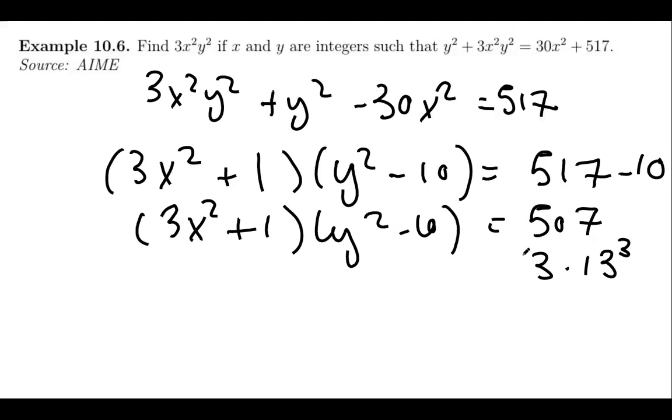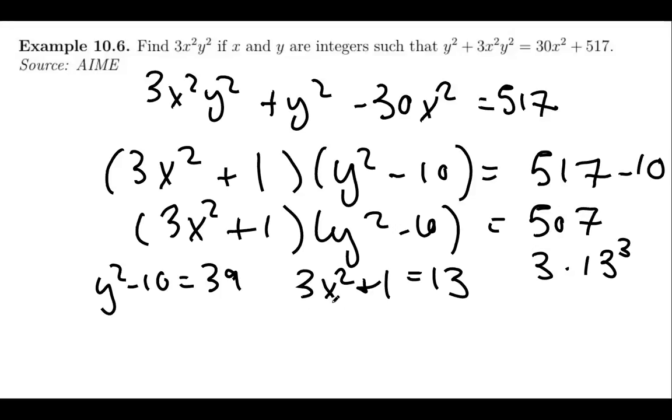So these two binomials have to be some factors of 507. If you just take a look at it, I think it makes sense for y squared minus 10 to be 39, and 3x squared plus 1 to be 13, since otherwise they wouldn't be integers. And that gives us y squared equals 49 and x squared equals 4.